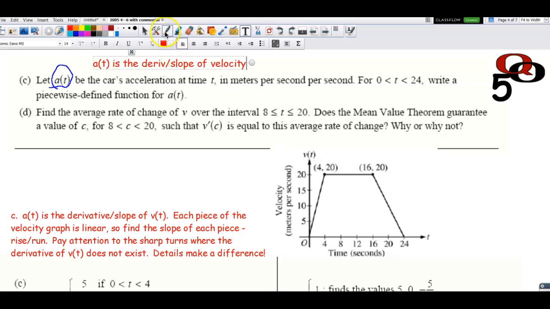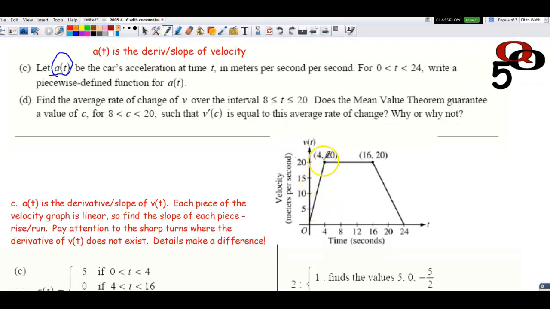So since we have a piecewise linear, if you'll come over here and look at the graph, we have a line segment, we have a line segment, and we have a line segment. So we're literally finding the slopes of 3 line segments, but it's going to be a piecewise function. And they're telling us that it's a piecewise function from 0 to 24.